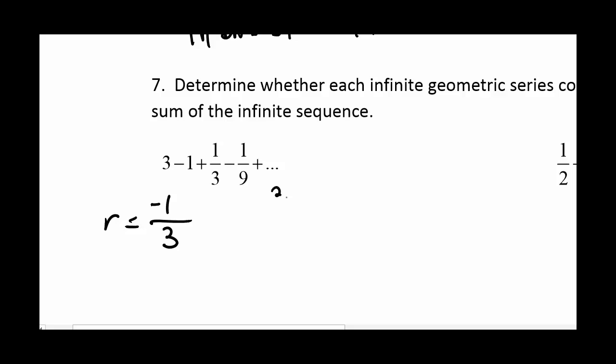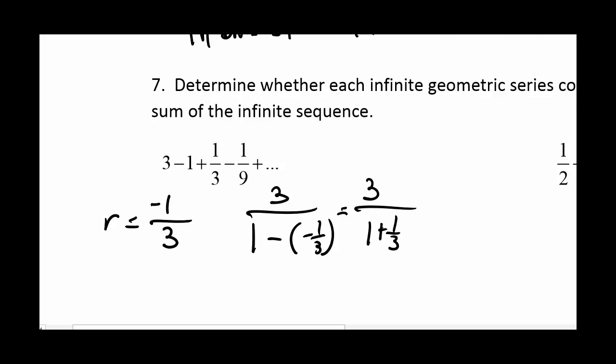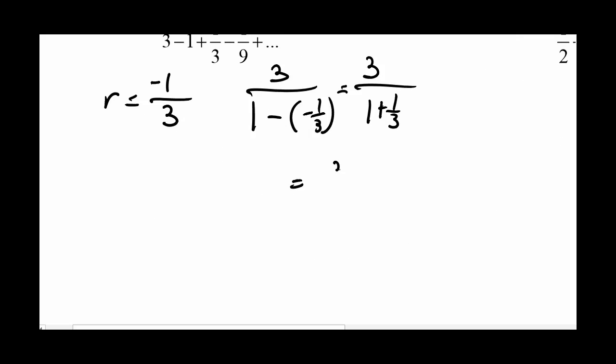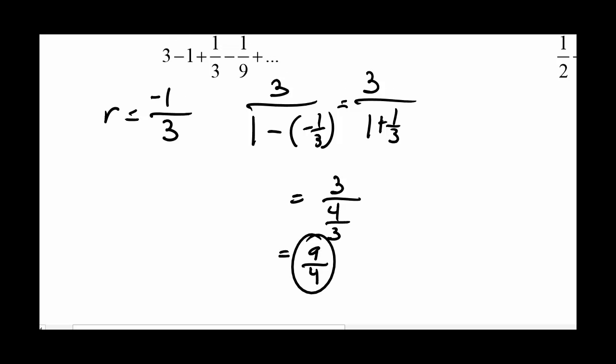So it's 3 over 1 minus R. So that's 3 over 1 plus 1/3. So 3 over 4/3, which gives me 9/4. So if I add up that whole sequence, that's eventually going to get right around 9/4.